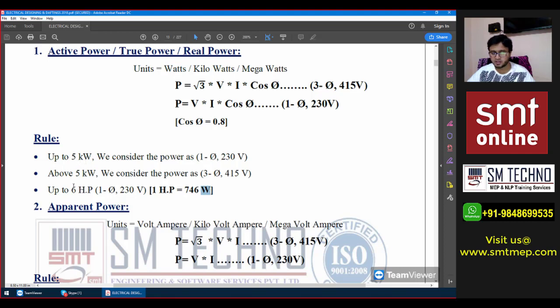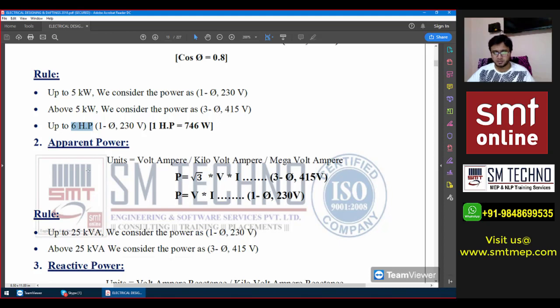Compared to 5 kilowatt, 6 HP will give you almost 5 kilowatt of load. Based upon that, if any question is asked about 6 HP of load, we can say that we can run that load on 3-phase. But in real time this will not happen, because above 2 HP we are running the machines on 3-phase, even if the machine size is more than 2 HP. But with respect to the theoretical concept, we go with 6 HP, because 6 HP will give you almost 5 kilowatt of load.